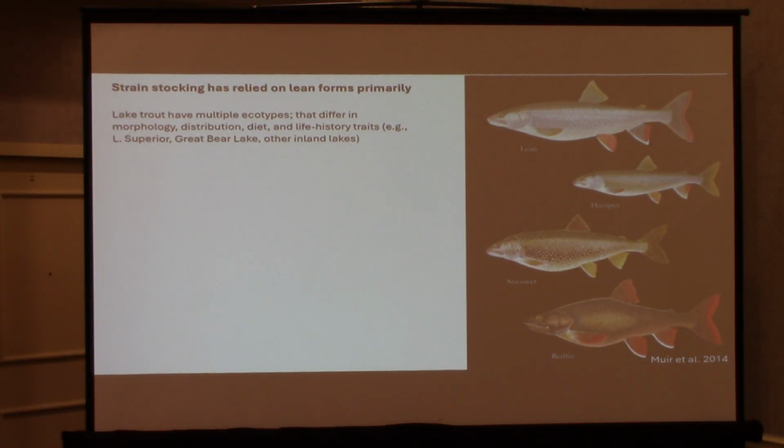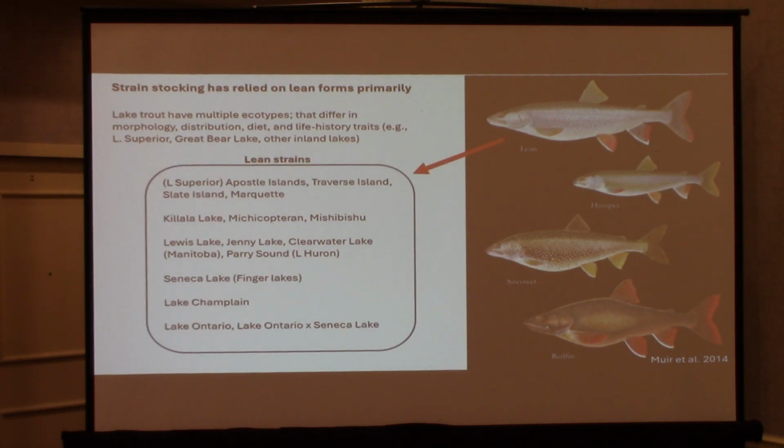This is a picture of some of the morphological diversity of different ecotypes in Lake Superior: leans on the top, humper, which is a smaller form, siscowet, and then redfin. Throughout the Lake Ontario stocking program, it's been predominantly lean strains. This isn't even all of the strains that have been stocked, but it's some of the majority ones. The thought is that these different forms in Lake Superior, based on a lot of really cool studies, vary in terms of life history traits, feeding ecology, and distribution throughout the lake.